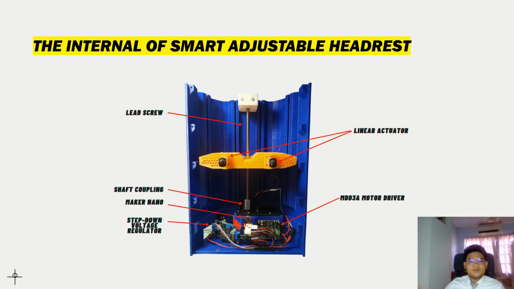So this is the internal of the smart adjustable headrest. As you can see, there are one lead screw, two linear actuators, an MDD motor, three motor drivers, a shaft coupling, a microcontroller, and a step-down voltage regulator. There is a worm motor inside, connected to the shaft coupling, which is also connected to the lead screw. It is used for vertical movement, and the linear actuator is for horizontal movement.